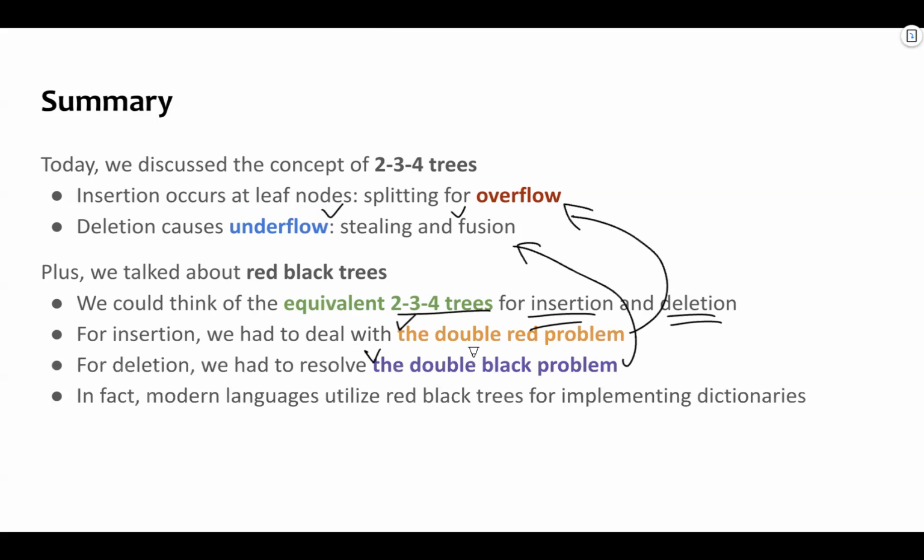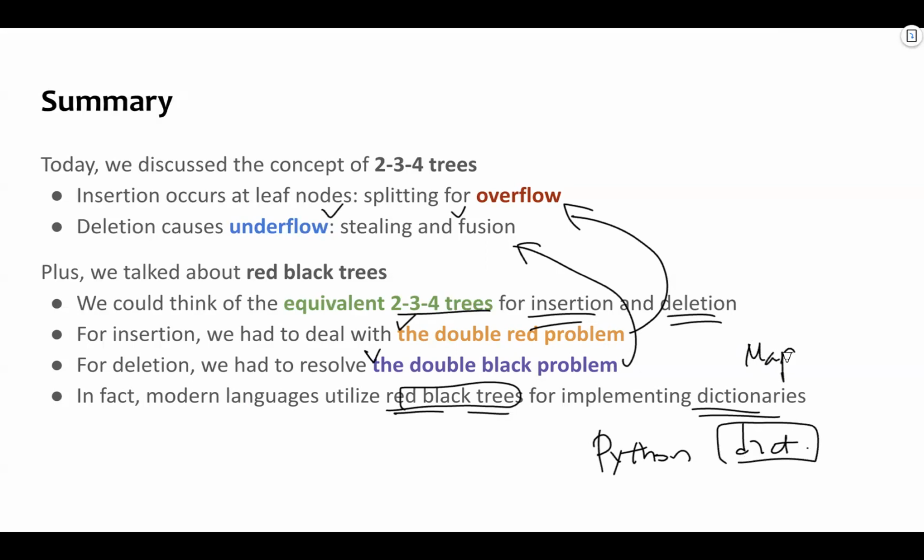In fact, modern languages utilize red-black trees for implementing dictionaries. Python internally uses red-black trees to implement the dictionary we are using. In other languages, they do not call this data structure a dictionary, but they call it a map. When you use Java, they say map data structure rather than dictionary. So when you're using other programming languages in the future, you may see map quite a lot rather than dictionary.